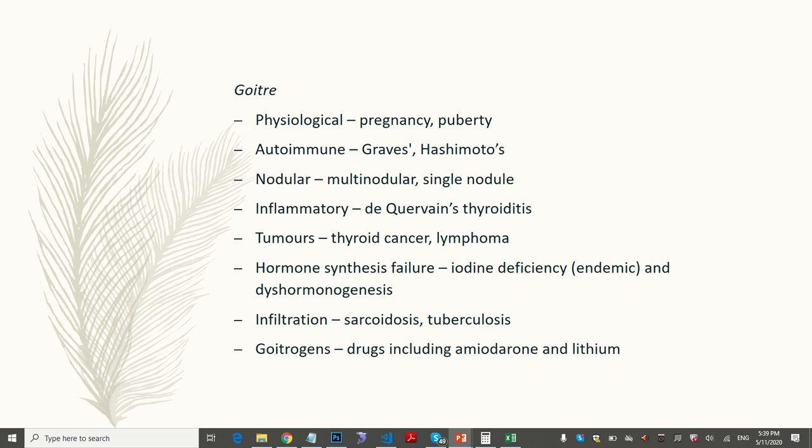Causes are physiological: pregnancy, puberty; autoimmune: in Graves' disease you can see a patient with goiter, Hashimoto's thyroiditis; multinodular goiter, single nodule; inflammatory: de Quervain's thyroiditis; tumors: thyroid cancers present with swellings, lymphoma; hormone synthesis failure, iodine deficiency, and dyshormonogenesis; infiltration in sarcoidosis, tuberculosis; certain goitrogens and drugs including amiodarone and lithium.